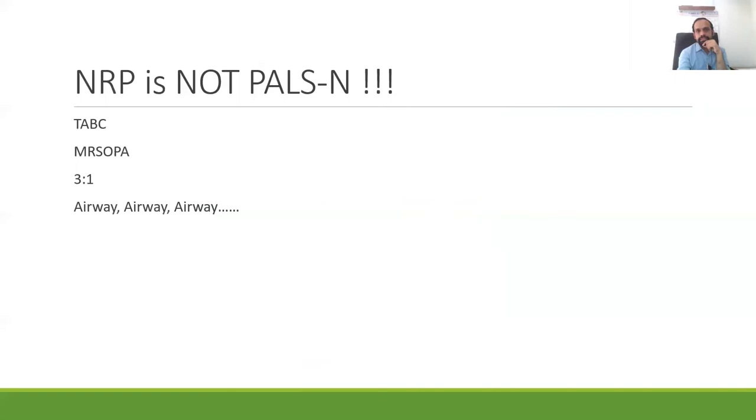So NRP is not a pulse-based approach for the newborn. The sequence is temperature, airway, breathing, circulation, with a few additional things like MR SOPA. The chest compression to ventilation ratio is 3:1. And the size of the ET tube depends on the baby's weight. 1 to 2 kg is size 3, 2 to 3 kg is 3.5, and the smallest babies use 2.5.